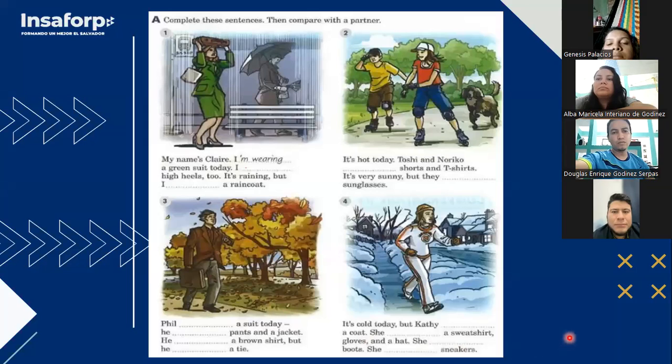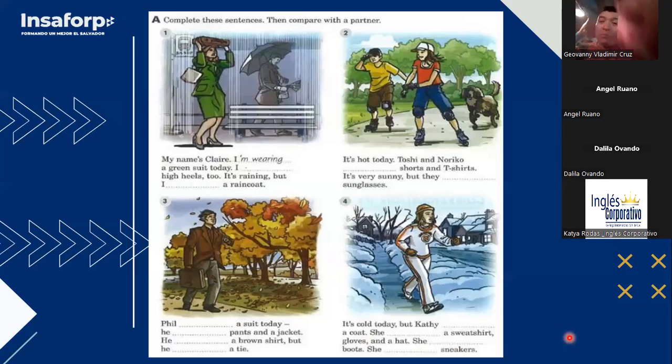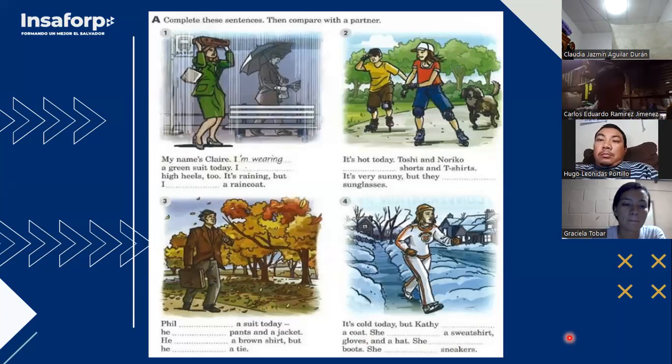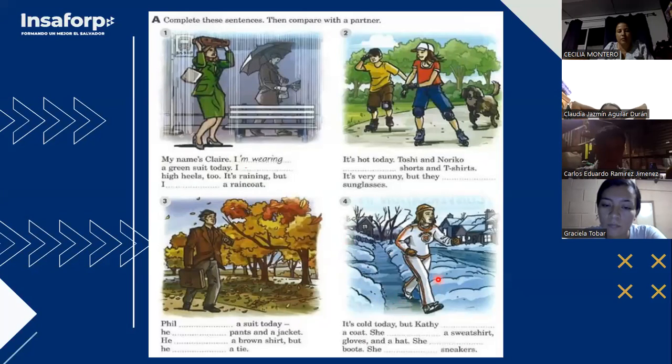And who else wants to help me? Let's see. Hugo Leonidas Portillo, how are you? I'm fine. Okay, Hugo, it's a pleasure to see you again. Well, Hugo, you're going to help me with number four. But first we're going to start with number one, continue with number two, move to number three, and we end with number four. That's what we're going to do. Okay, let's start.